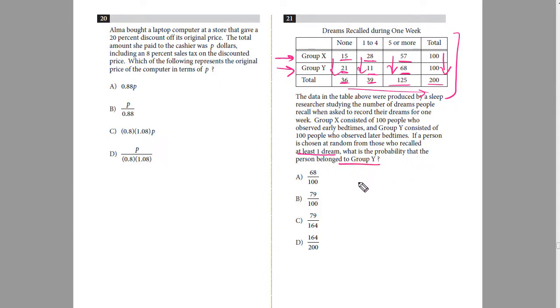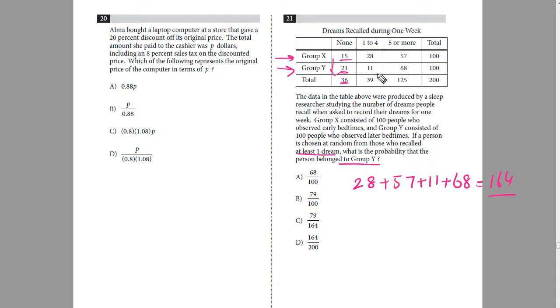So the probability is the possible outcomes over the total outcomes. The total outcomes will be the persons who recalled at least one dream, meaning a minimum of one dream. So all the persons who have recalled at least one dream are 28 plus 57 plus 11 plus 68. So when we add them, the sum will be 164.